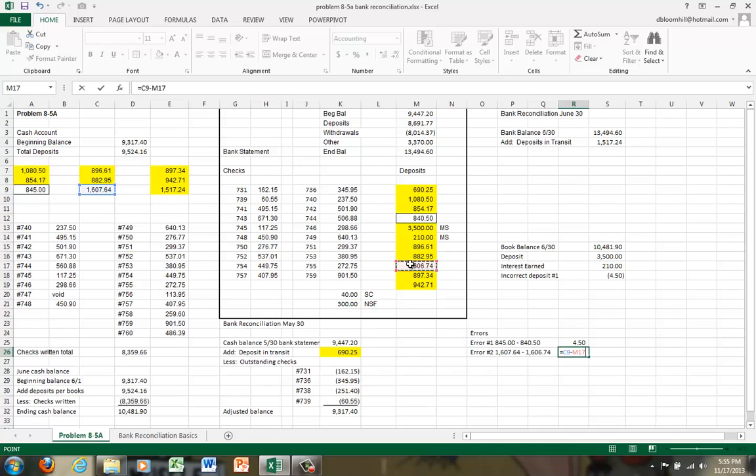Sorry, this is taking so long. And there we have a big old 90-cent error. So we show a deposit of 1607.64. The amount should be 1606.74. So it looks like we again have to subtract 90 cents.